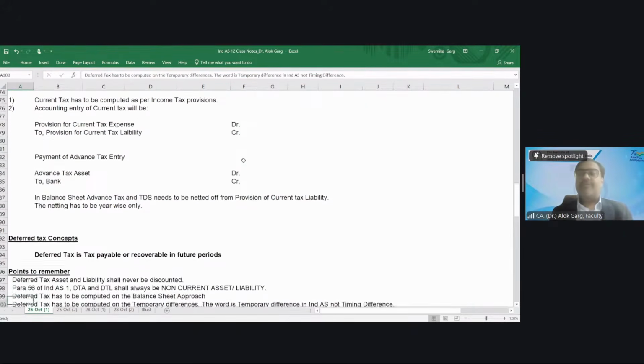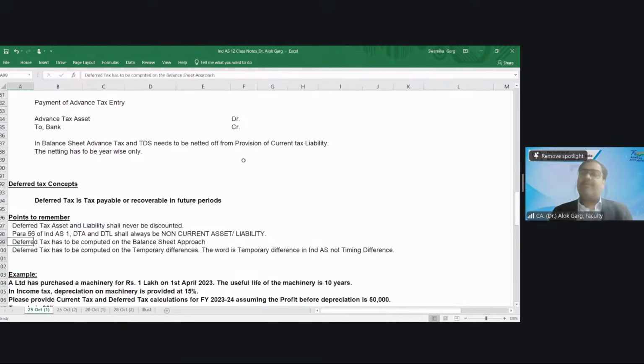Now we reach the deferred tax concept. We covered the current tax provision concept. What is meant by deferred tax? A tax which is going to be deferred, meaning postponed. Either the recovery of that tax or the obligation of the tax is postponed. Either the tax liability is deferred or the tax recoverability is deferred. That is why it is known as deferred tax. Deferred tax is a tax payable or recoverable in future periods.